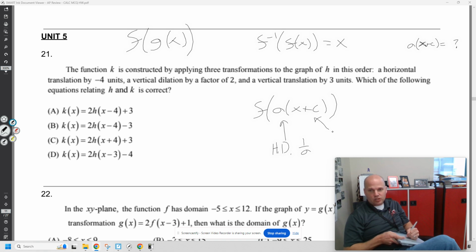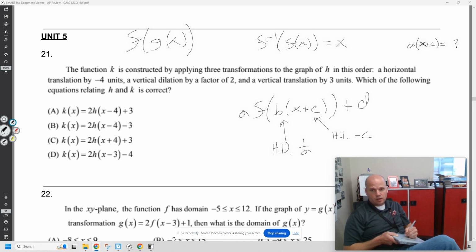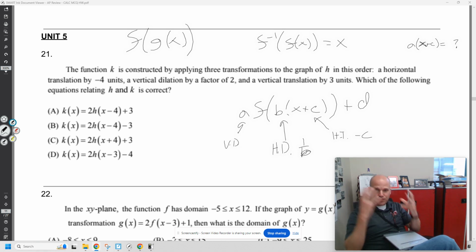And this is why this is a horizontal translation to the left, or opposite of what we think. I don't know why I did A and C. Usually we put A here, we put B here, we put C here, we put D here. The horizontal dilation is 1 over B. The outsides affect the function value, the f of x values. You would then take that output, multiply it by A, then add D.